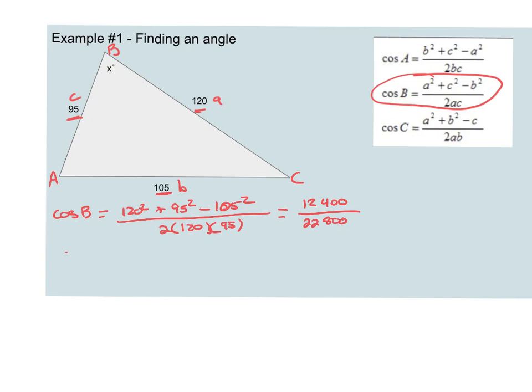So really what we have right now is the cosine of B is equal to this fraction. Since we're trying to find an angle, we need to do the inverse cosine. So what we would do here is say the angle B is equal to the inverse cosine of 12,400 divided by 22,800. You're going to put it in your calculator just like that. When you do that, that will equal 57 degrees. So I'm going to put 57 degrees in there, and that will be my answer.